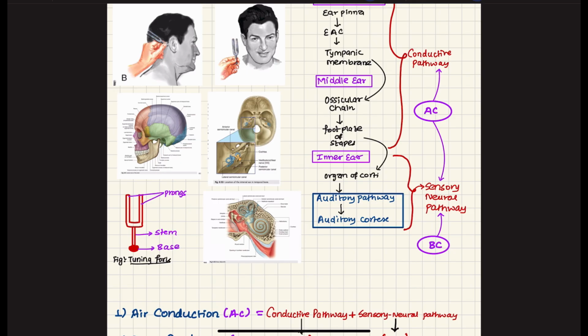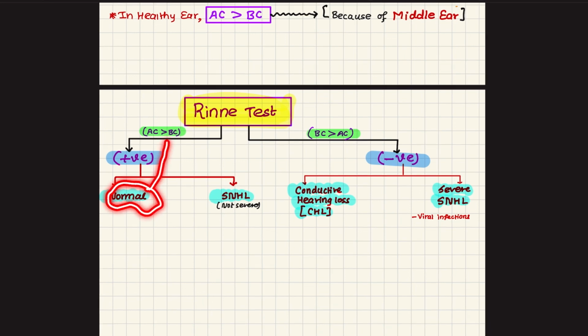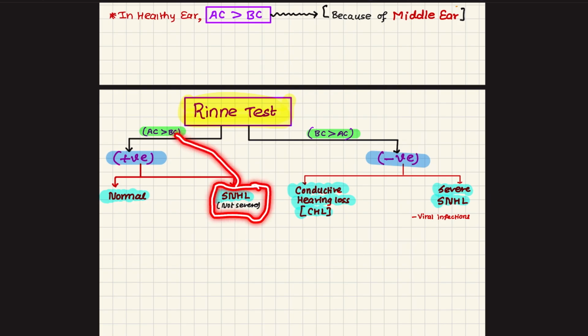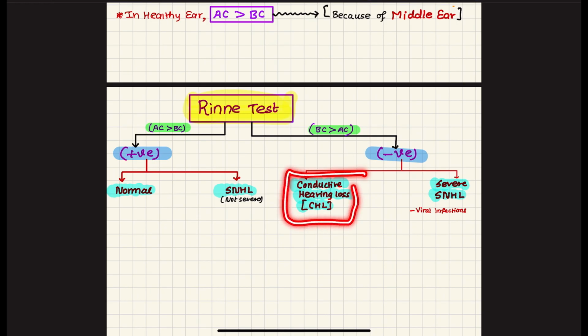I hope everything is clear. So from the Rinne's test, we come to know that in a normal ear, air conduction is greater than bony conduction. Similarly, in the sensory neural hearing loss, when it is not so severe, still air conduction is greater than the bony conduction. In case of severe sensory neural hearing loss caused by viral infections, bony conduction is greater than the air conduction. Now for the conductive hearing loss.